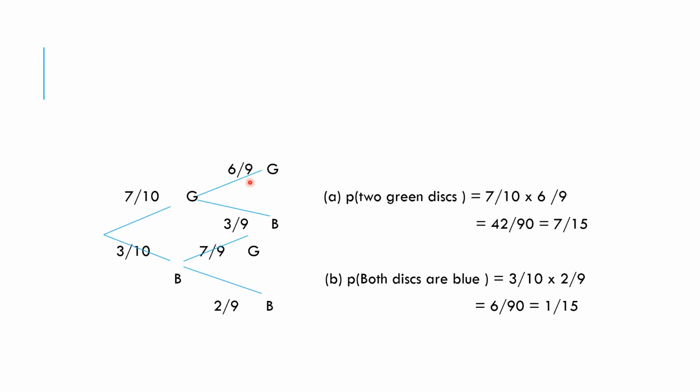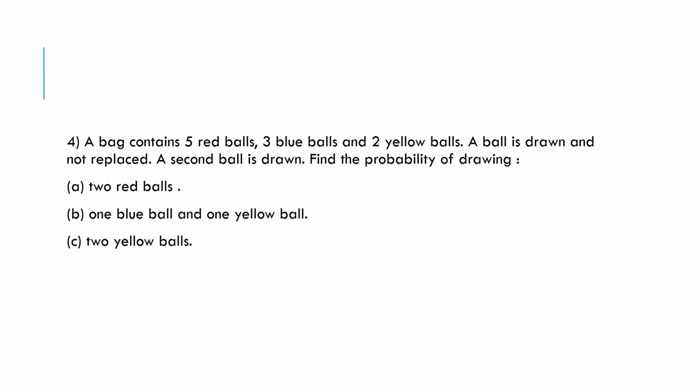The second disc was drawn and it was not replaced, so that is why we have a reduction in the total. So we have 2 green discs is 7 by 10 into 6 by 9, that is 42 over 90. Simplify it, we get 7 over 15. And probability of both discs are blue is blue into blue, 3 by 10 into 2 by 9, which is 6 over 90, that is 1 over 15, is basically our answer.